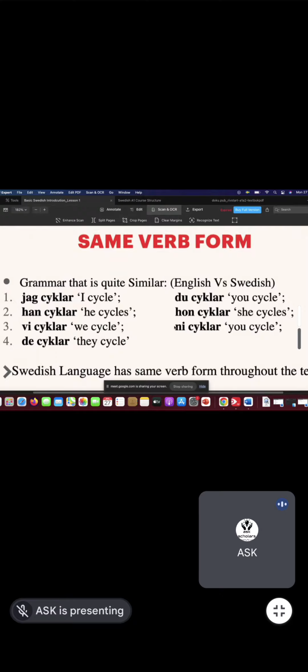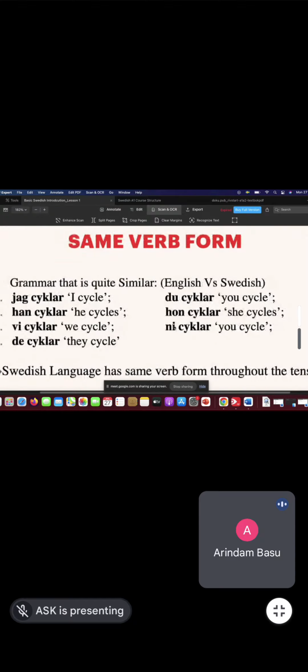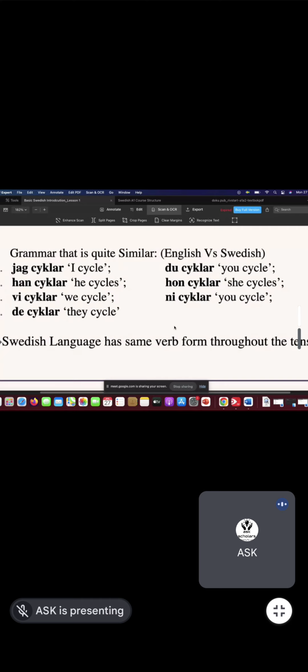So once you make a verb, you can use it with any noun, either singular, plural, first person, second person, third person, doesn't matter. But one thing, there's du cyklar and ni cyklar. What is the difference? Du is for only one person, and ni is the plural form when you have more than one person. That means you all cycle. Okay, ni cyklar, you all. So as you can see here, the verb is the same. We don't change the verb. So that is a plus point in Swedish, that we use the same verb with all kinds of subjects.